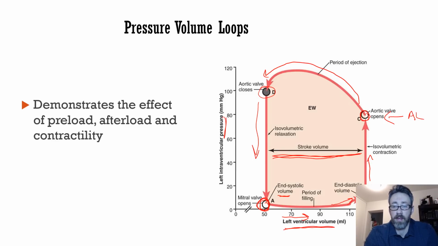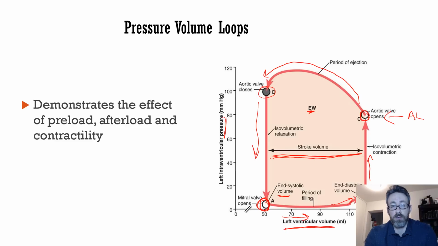The EW just has to do with the work of the heart, which is the area in this curve, which we're not going to concern ourselves with right now. But the width of this is the stroke volume, because that's the amount of volume that was lost from the time of contraction to the time it finally relaxed. So that's our stroke volume, and it gives us the end diastolic information.